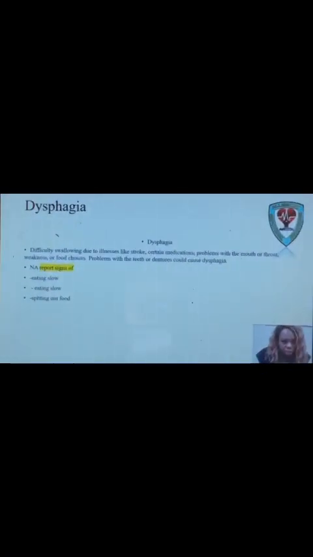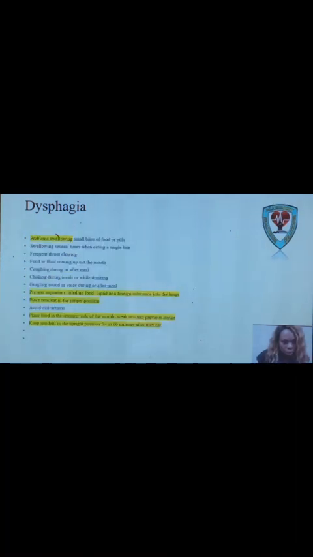As a nursing assistant, you want to report signs of the resident eating slowly, spitting out food. You want to report problems swallowing small bites of food or pills. You want to report swallowing several times when eating one single bite, frequent throat clearing, food or fluid coming up out of the mouth, coughing during or after a meal, when a resident is choking during meals or while drinking, any gurgling sound in the voice during or after the meal.